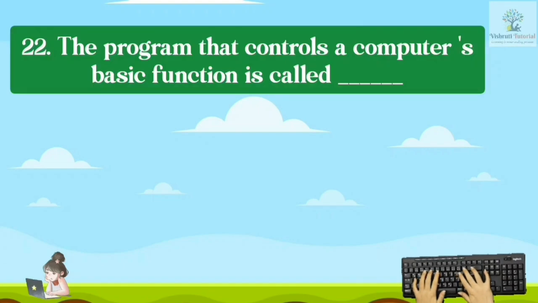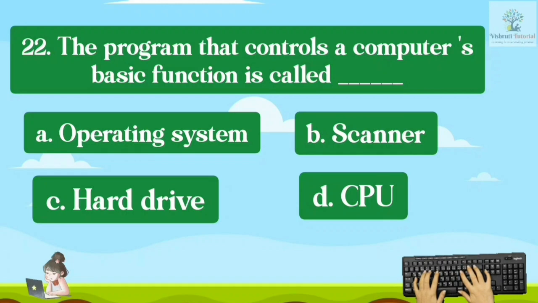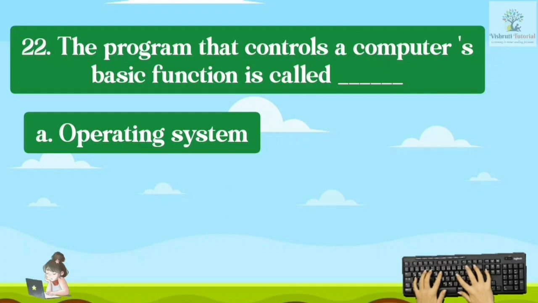Question number 22. The program that controls a computer's basic function is called dash. Options: A. Operating system, B. Scanner, C. Hard drive, D. CPU. And the correct answer is A. Operating system. The program that controls the computer's basic function is called the operating system.